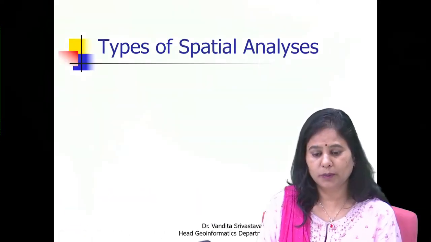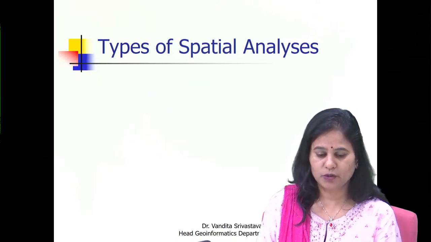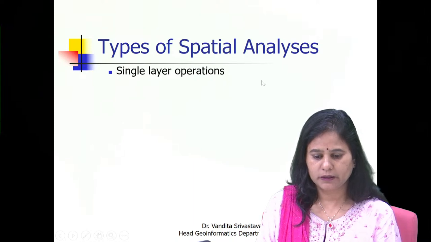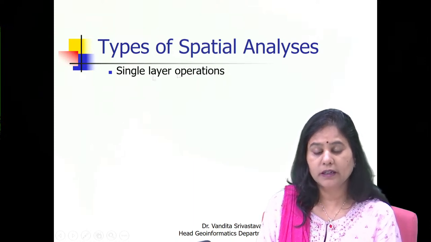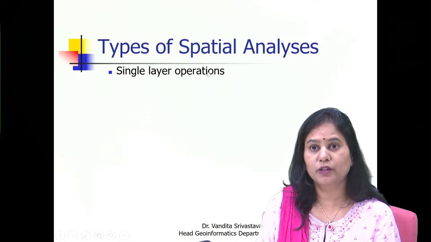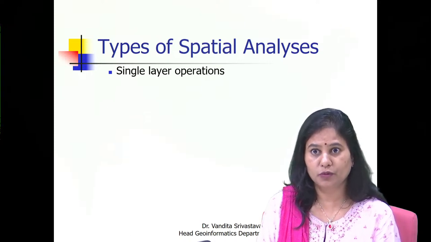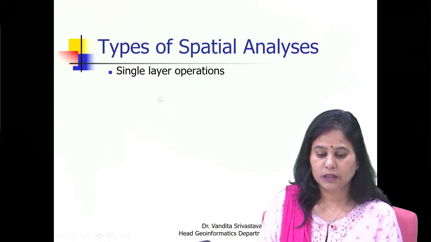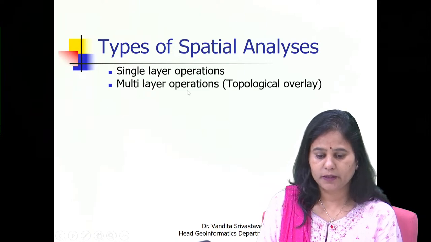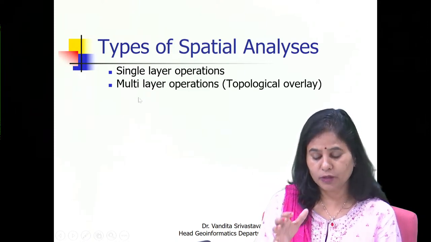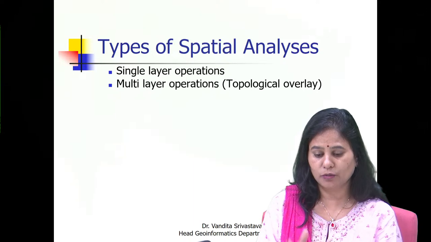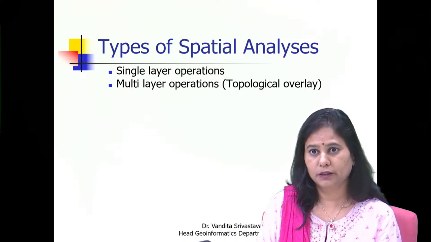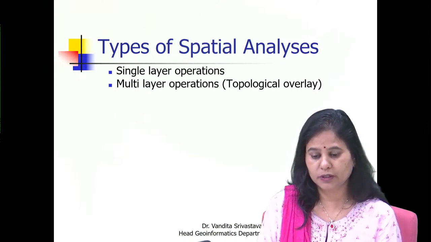Now I'll talk to you about the types of various analysis that are possible in the geospatial domain. And these are single layer operations. You can perform various kinds of single layer operations such as buffer zones and Thiessen polygons. There are many types of single layer operations that you can perform on one layer at a time. Then you can also combine more than one layer, that is two layers or more, and you can generate another new information.